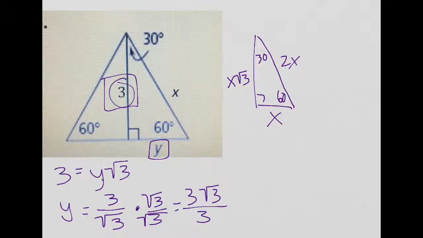And therefore, I have 3 root 3 over 3. My 3's cancel, and I'm left with y equals the square root of 3. So y right there equals the square root of 3. Well, then what's the relationship with this side x right there? Well, we know that that is double whatever that 30-degree side is. So now that x will equal 2 times the square root of 3.